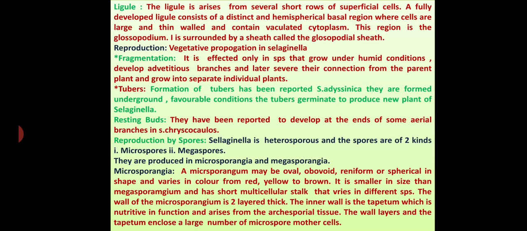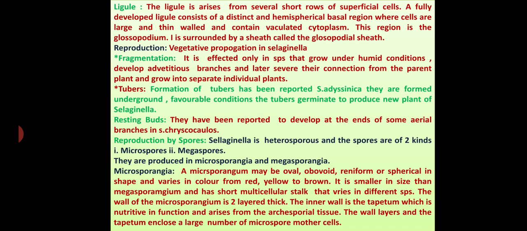The second method is tuber formation. Formation of tubers has been reported in a number of species. They are formed underground under favorable conditions. The tuber germinates to produce a new plant in Selaginella. Lastly, we discuss resting buds. They have been reported to develop at the ends of some aerial branches in Selaginella chrysocaulos.